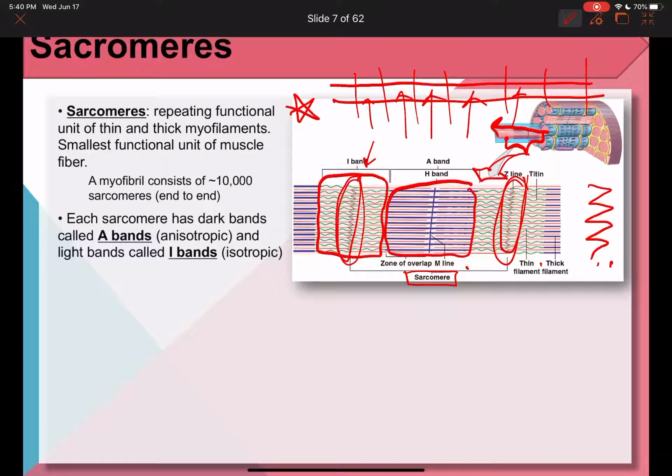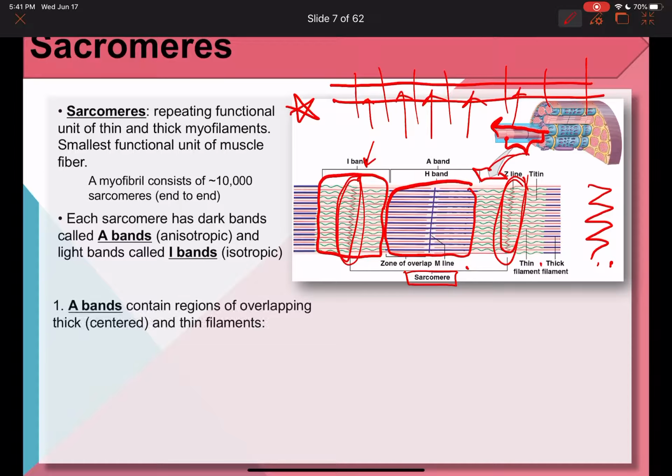And that's what results in that dark, light pattern. So it goes dark, light because you have alternating patterns of A band, I band, A band, I band, A band, I band. Okay, and that's what represents those striations.